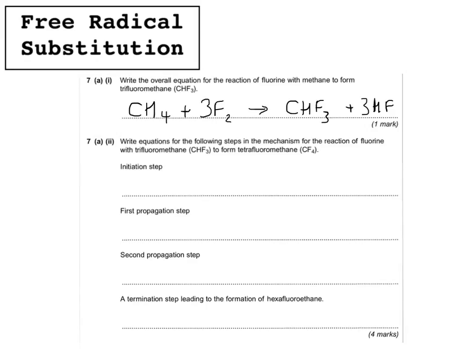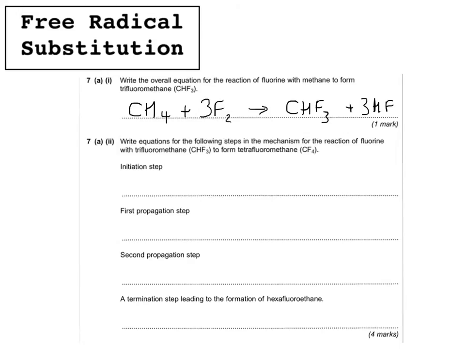So in the following question, it asks you to write equations for the following steps and mechanism of the reaction of fluorine with trifluoromethane to form tetrafluoromethane. Now it's important you read the question carefully, because the common mistake on this question when this exam was set was students were reacting methane with fluorine to create fluoromethane. So you've got to be careful of what they're asking you to react and what you're making.